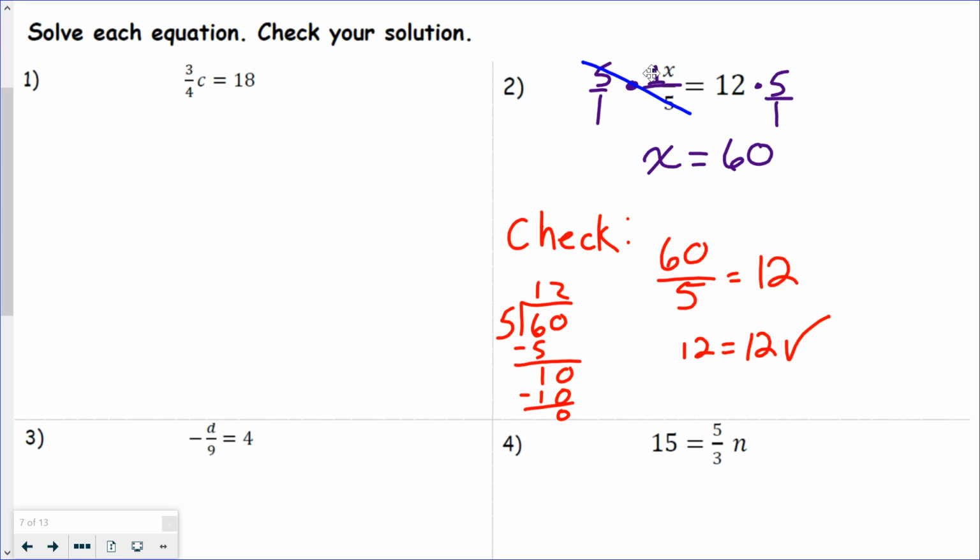Okay. When we go to problem 6, they have mixed numbers. Remember, we cannot multiply by mixed numbers. We have to actually turn them into an improper fraction.